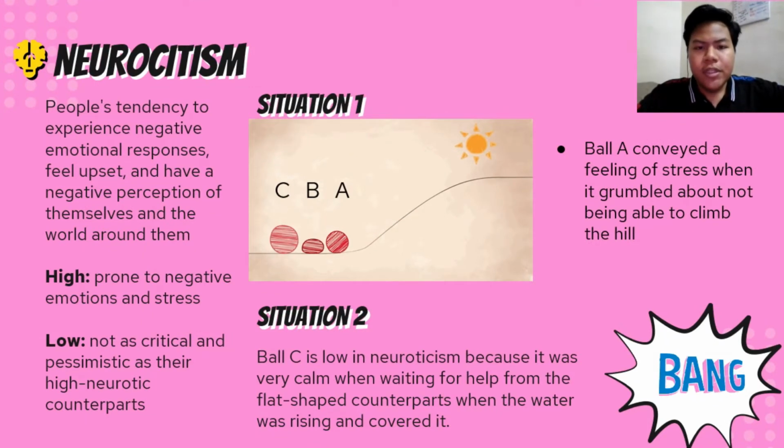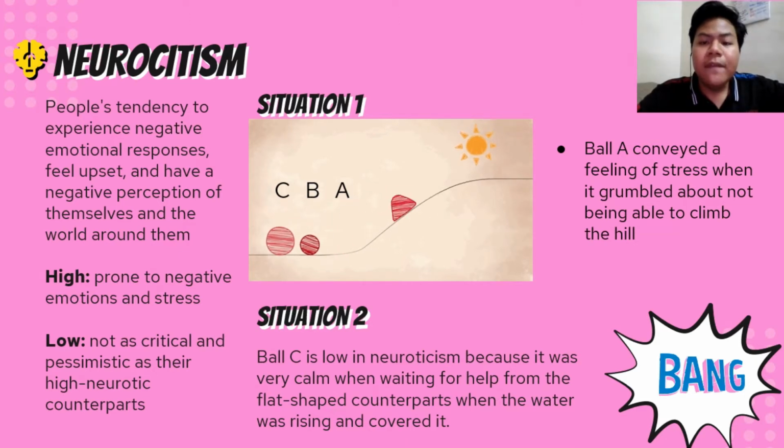Okay, next is neuroticism. Negative activity is another term for neuroticism. Individuals with high neuroticism are prone to negative emotion and stress, implying that they have a negative attitude toward their work environment and are more critical of themselves and their performance. As a result, they push themselves to enhance their performance, yet this drive may be exceptionally effective in certain situations. Individuals with low neuroticism, on the other hand, do not easily experience negative emotion and are not as critical and pessimistic as their high neurotic counterparts.